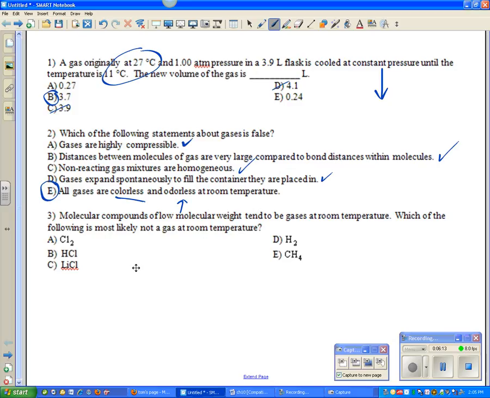Number 3. I don't know. Maybe I didn't explain very well in chapter 1, 2, or 3 what a molecular compound was. If you got this problem wrong, I want you to look it up. I'm sure it's in chapter 2.